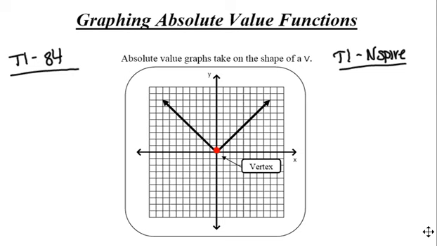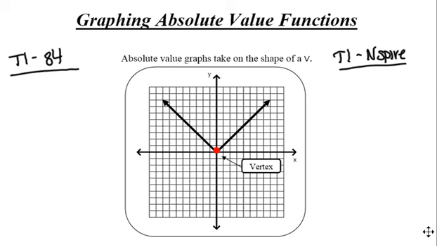So as you notice, an absolute value on a graph will look like a V. And there is a spot that's called a vertex, and that's going to be the point of your V. Now the point of your V is not always going to be located at 0, 0. It will change according to the equation that you're graphing.